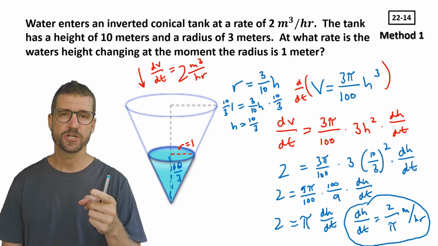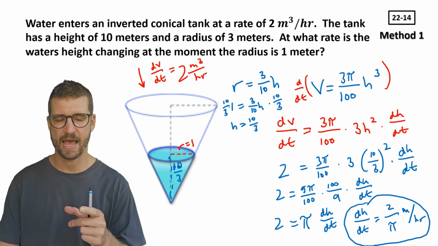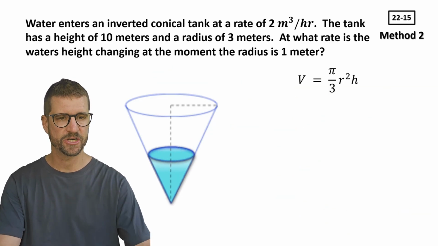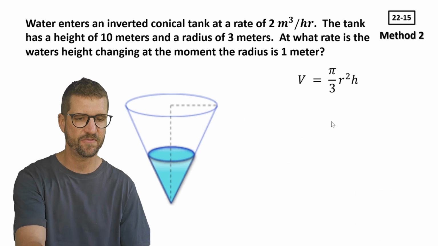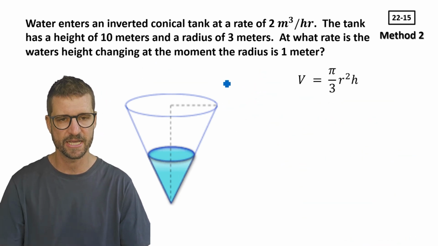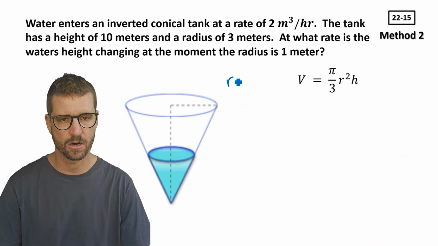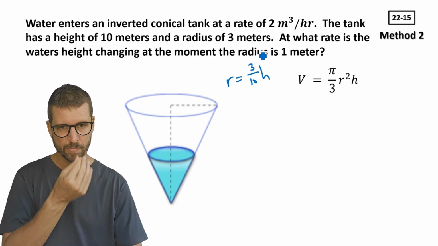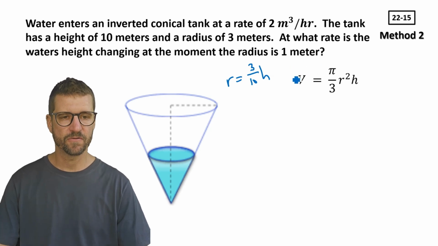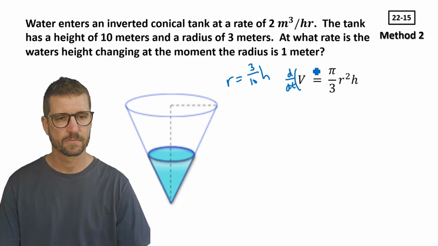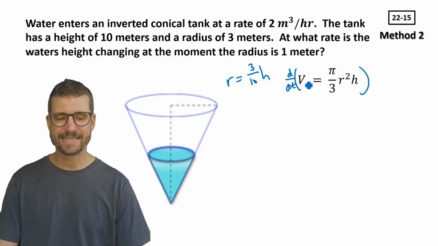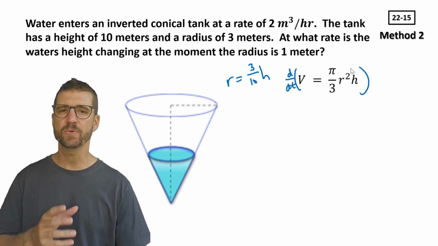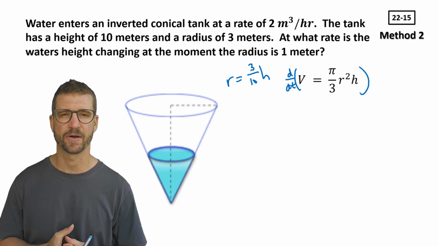Now what I want to do is I want to show you how to solve the problem if you didn't have a known relation. Okay? So let's say that we go ahead and we just differentiate right away. Instead of making the substitution r equals 3 over 10 h, and let me rewrite it here, r equals 3 over 10 h, because we will need it in just a second. Okay, if we differentiate all of this with respect to time, so this of course is going to be dV/dt. Pi over 3 is a constant. How about r squared times h? How would we differentiate that? Pause the video and think about that for a second.